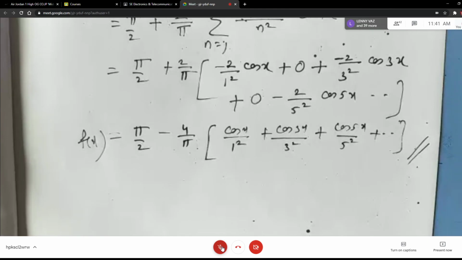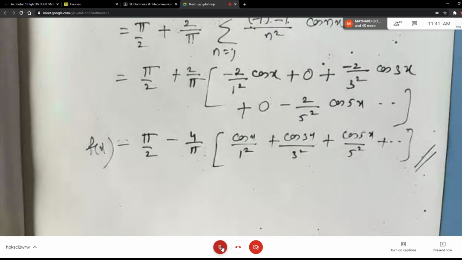If it is asked to deduce some series, then you need to find some substitution for x. But here nothing is asked to deduce. So this is the definite question for 8 marks minimum. Okay. Got it? Any doubt?